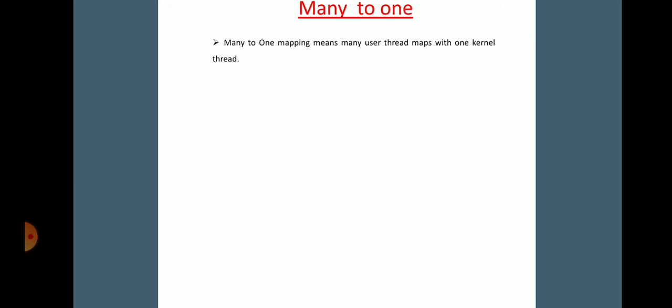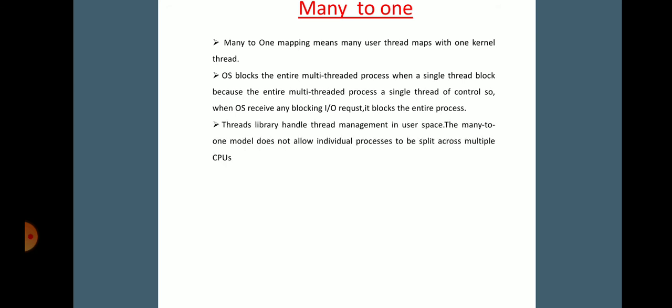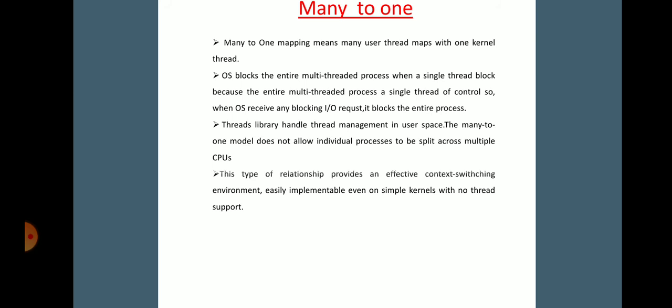In many-to-one mapping, many user threads map to a single kernel thread. The operating system blocks the entire multi-threaded process when a single thread is blocked, because the entire multi-threaded process is a single thread of control. So when an operating system receives any blocking input-output request, it blocks the entire process. The thread library handles the thread management in user space.